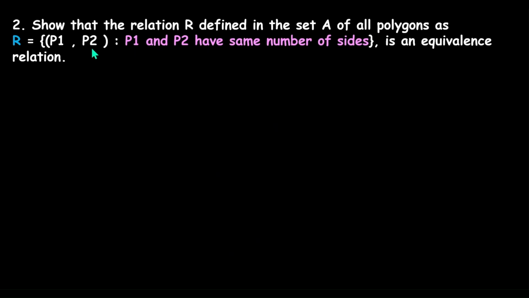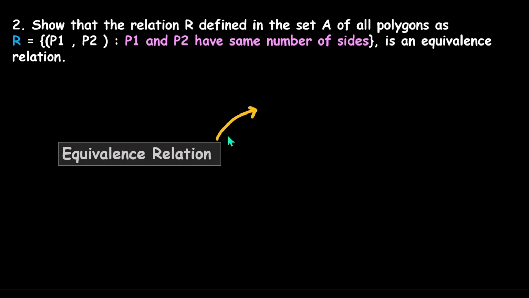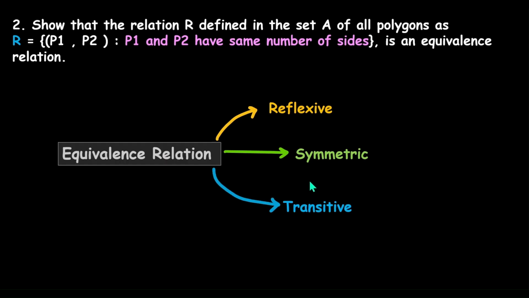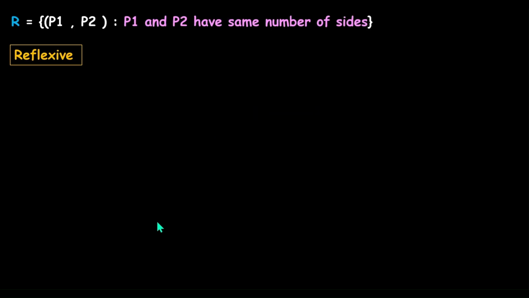Let's take another example. So we have another relation that is defined as the set A of all polygons, in which P1 and P2 should have the same number of sides. And we have to show that this is an equivalence relation. So again, for an equivalence relation, we have to prove its reflexivity, it's symmetric, and also that it's transitive. So let's talk about reflexive first.